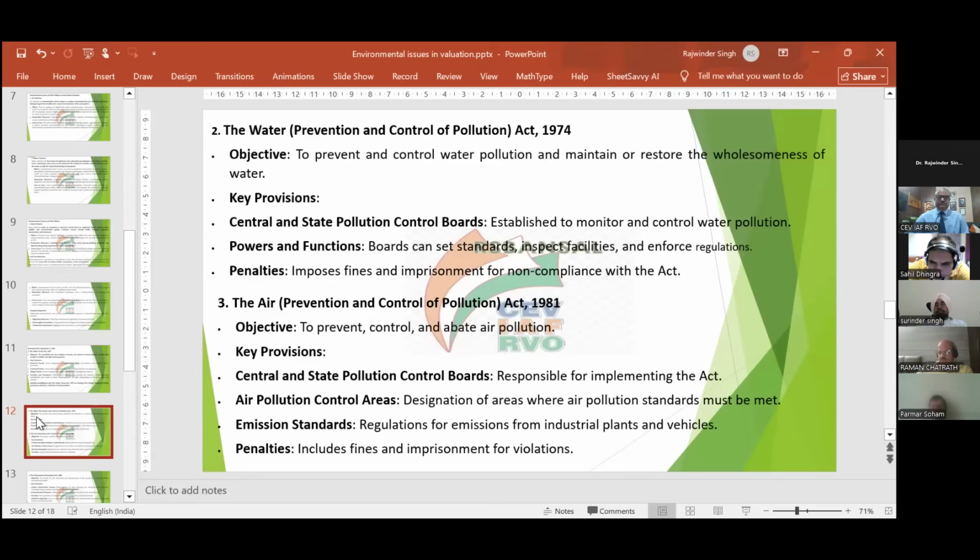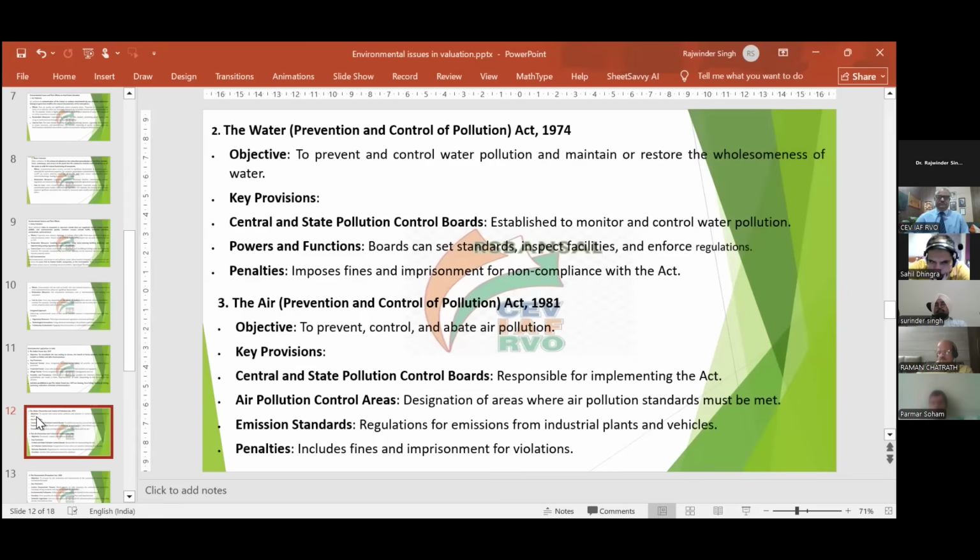Second act in your syllabus is the Water Prevention and Control Act 1974. Its objective is to prevent and control water pollution and maintain or restore the wholesomeness of the water. The key provisions under this act: the central and state pollution control boards are established to monitor and control water pollution.